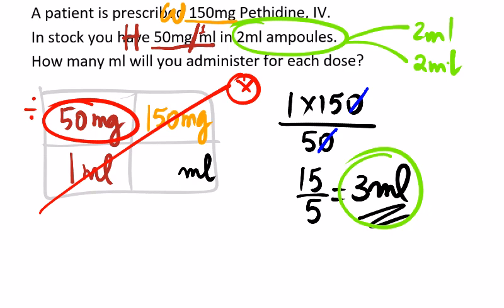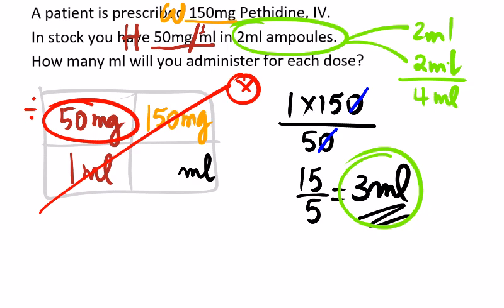We won't use the whole lot. We will actually have to discard 1 mil because the total in 2 ampules would be 4 mils. But we use 1 full ampule and half of the second ampule.